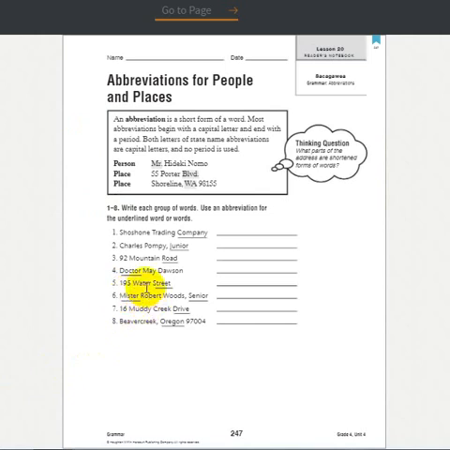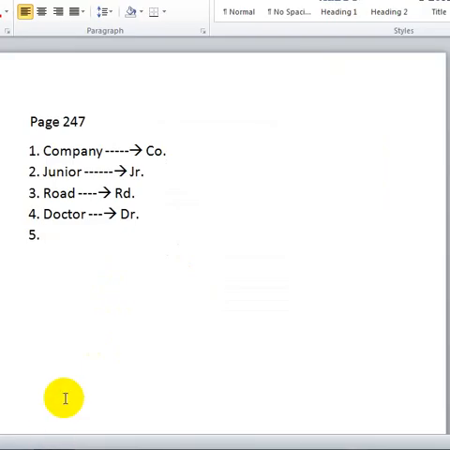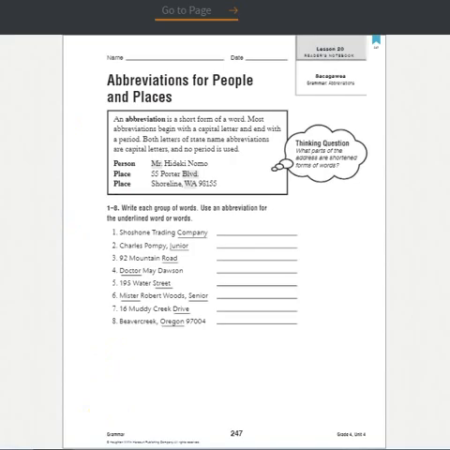"195 Waiter Street." So we're looking for an abbreviation for the word street. It's going to be what? I think we all know this one. Yep, it's going to be ST period. Great job. Okay, number 6.